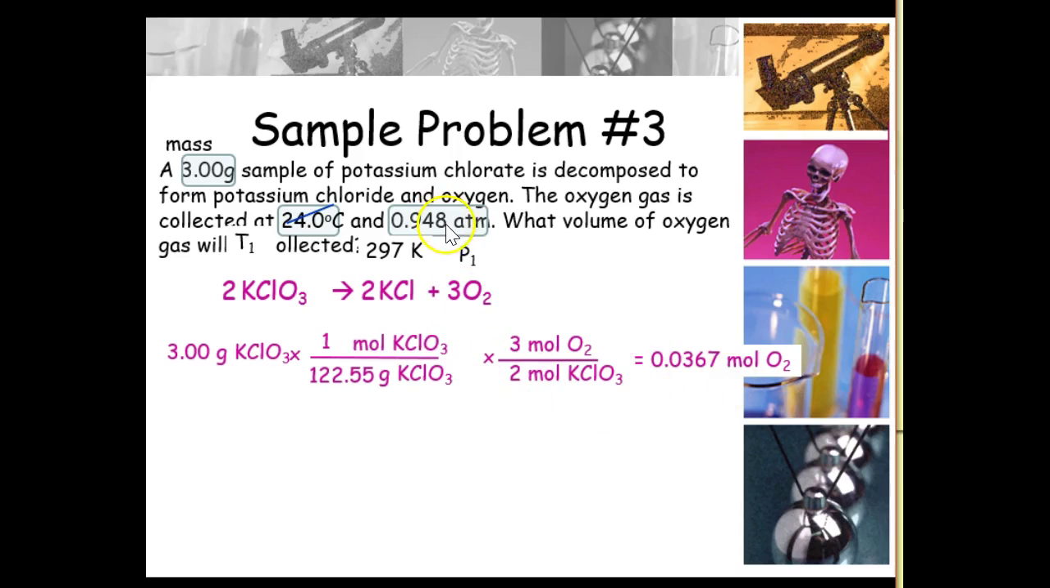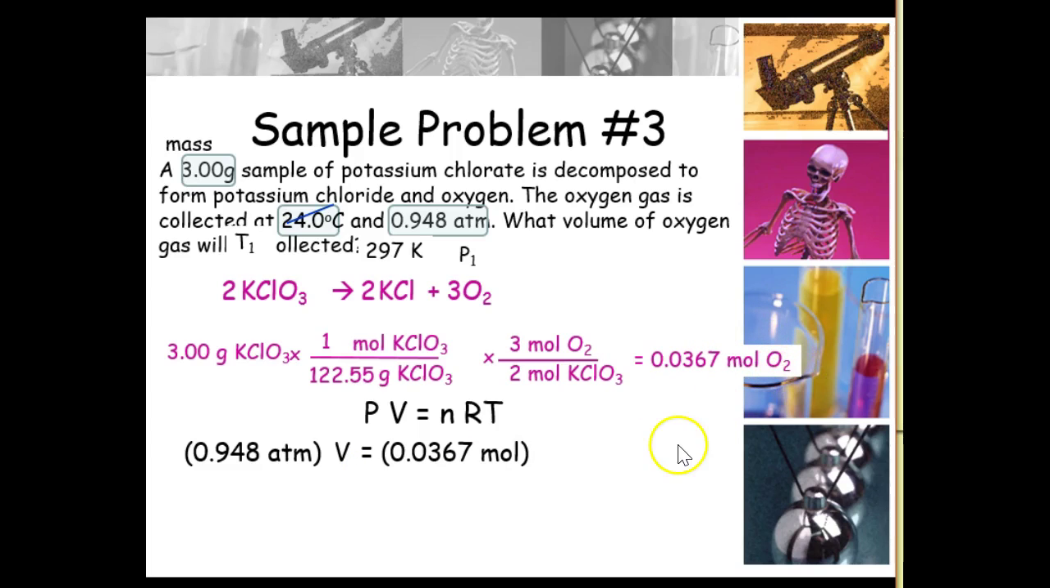So we have our pressure, which is 0.948 atmospheres. We are looking for volume of oxygen gas. We have the temperature, which is 297 Kelvin, and now we have the moles. So we have P, we have n, we always have R, and we have T. So we're looking for V. So from here, what you do is plug in 0.948 atmospheres for pressure. We're looking for volume. Our moles is 0.0367 moles of oxygen.